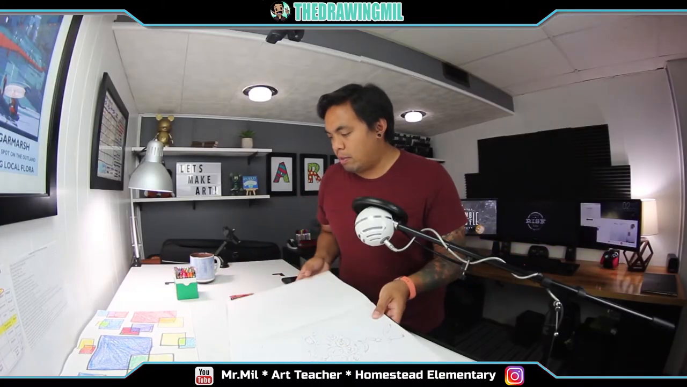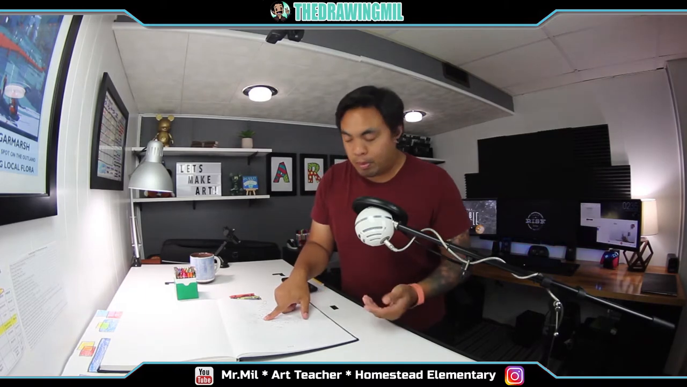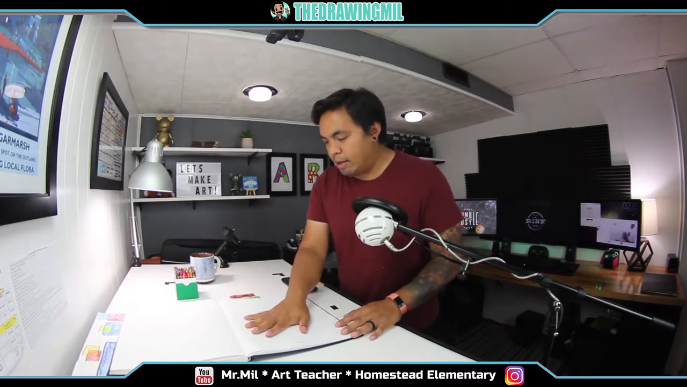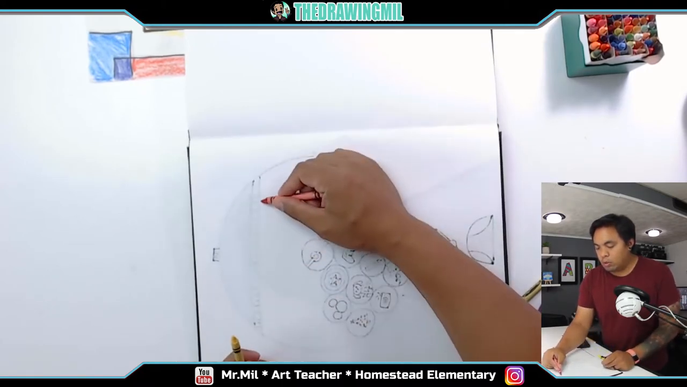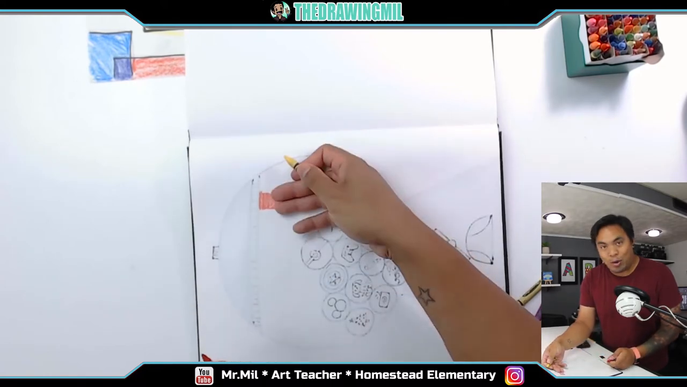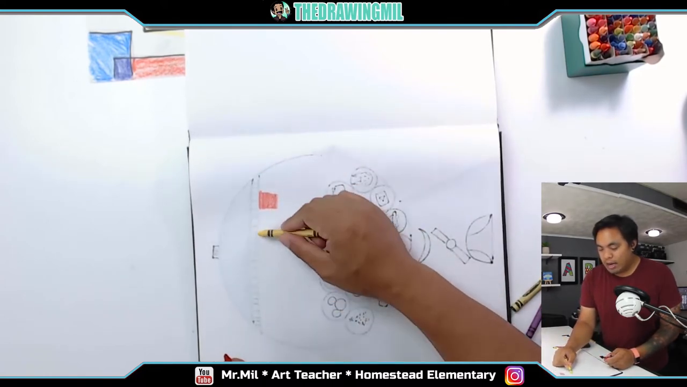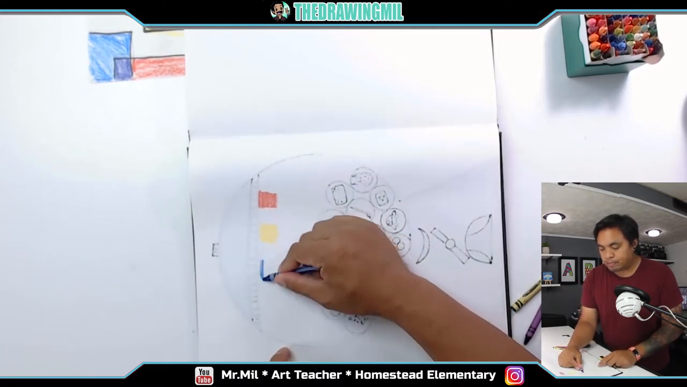So let's just start on the back of this old project over here. And yes, marker does bleed through, always remember that. What we're going to do is make sure that we know what makes what and why. So here are the three primary colors right here: red, blue, and yellow. I'm going to make a red square right there, a yellow square right here, and a blue square right here.